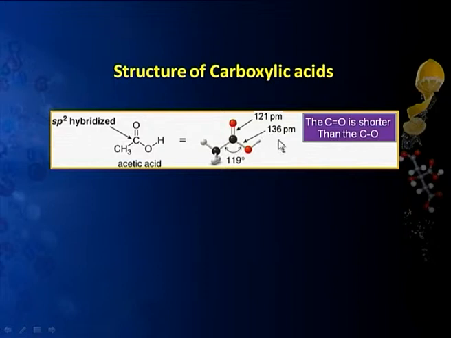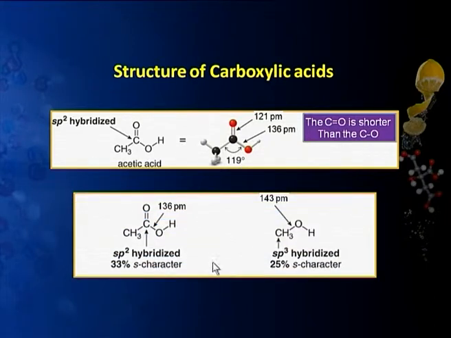When we look at their bond lengths, since this is a C=O double bond and this is a C-O single bond, obviously this is shorter and this is longer. These bond lengths are 121 picometer and 136 picometer. This carbon is sp2 hybridized, so the expected angle is very near to 120, which is here 119 degrees.